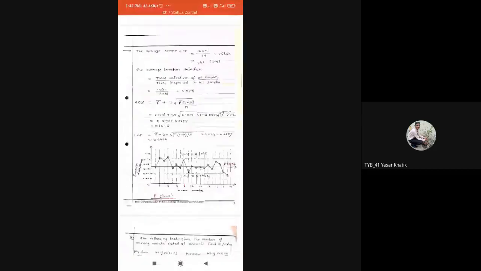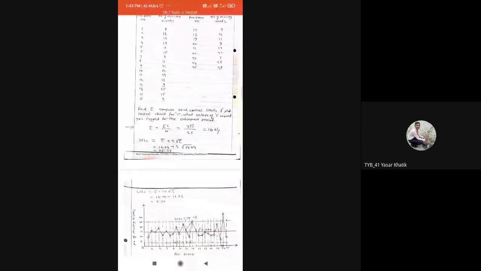Next example, again the same: 25 readings of aeroplane and number of missing debates. Here they have said to find the C bar chart, C chart, compute the trial control limits and plot the control chart for the C. Specifically, they have asked for the C chart. So again we have to go for the formula for the C chart.